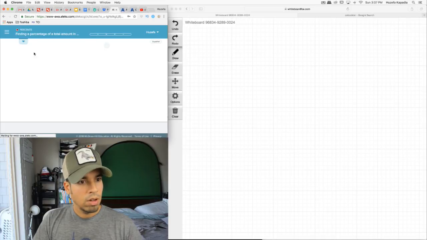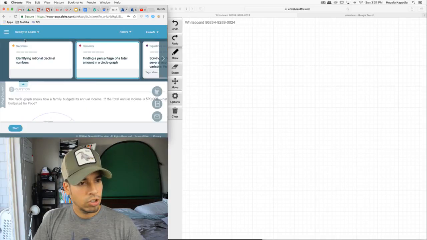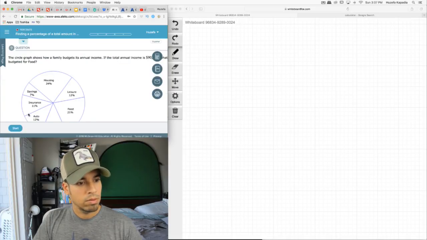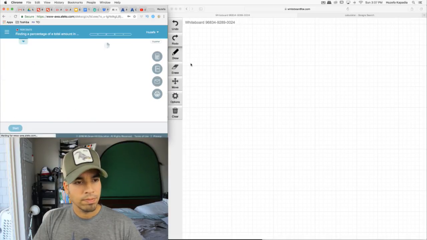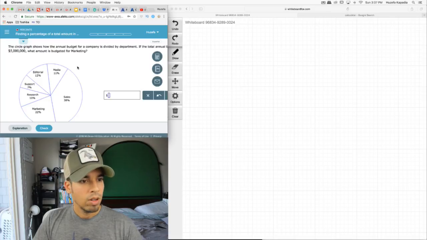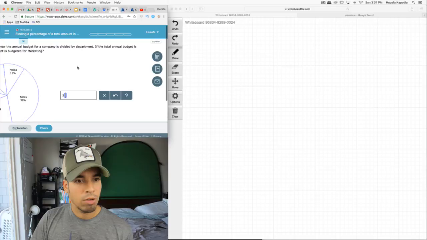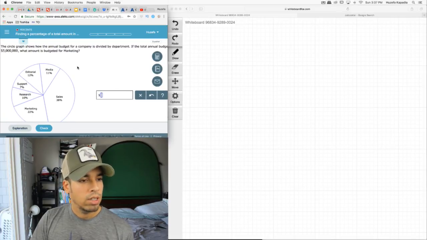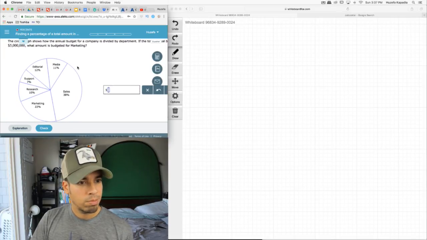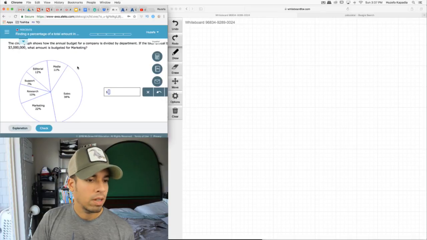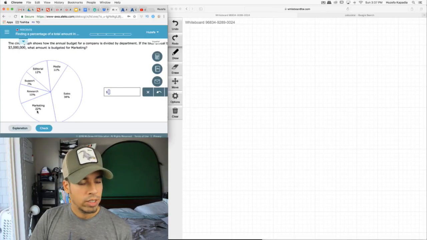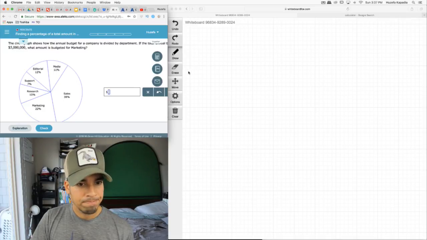All right, here we go. Finding a percentage of a total amount in a circle graph. The circle graph shows how the annual budget for a company is divided by department. If the total annual budget is $5 million, what amount is budgeted for marketing? Okay. So marketing is 22%. 22% of what? Well, of this whole 5 million.